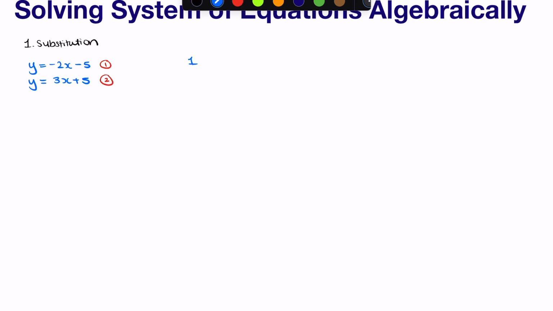So the first step is to start labeling the equations as equation 1 and equation 2. So that's what we'll do to start.